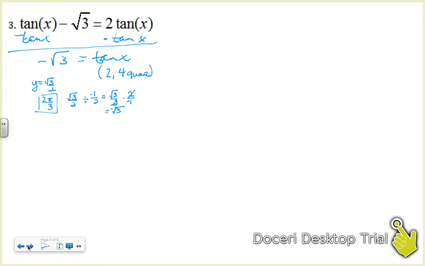The 4th quadrant, where I get a y value equaling to a square root of 3 over 2, would be at 5 pi over 3. And that is negative square root of 3 divided by 2 divided by 1/2. And we're going to have square root of 3 over 2 times 2 over 1. And that gives us a negative square root of 3. So those work out. These are our 2 answers right there.